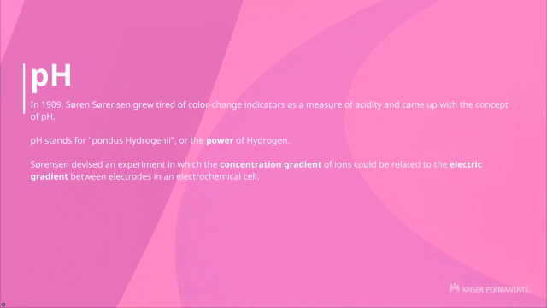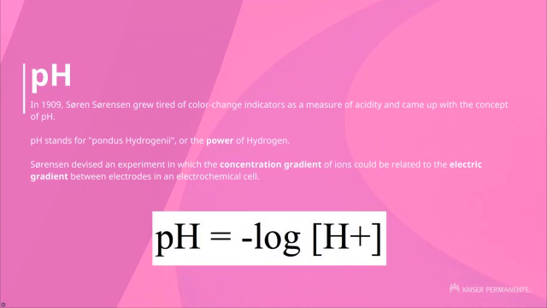I coined the term pH, which stands for pondus hydrogeny, and it translates to the power of hydrogen. So pH is a negative logarithmic scale. This is the simplified version. So it kind of makes sense. The more hydrogen ions you have in the body, because it's a negative logarithmic scale, the lower your pH will be.